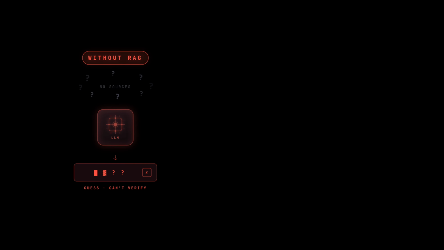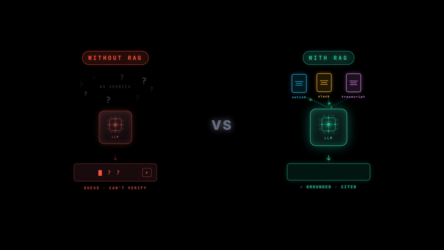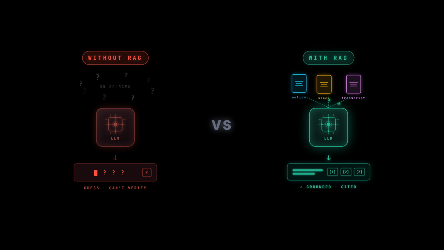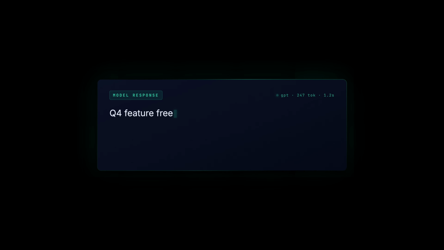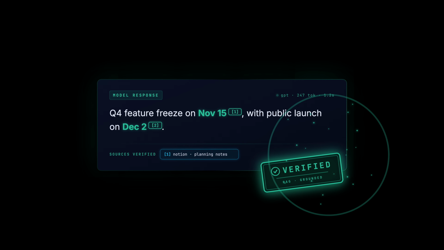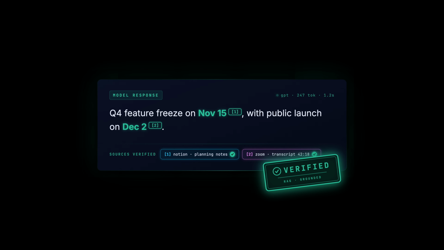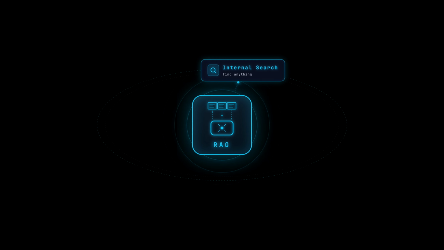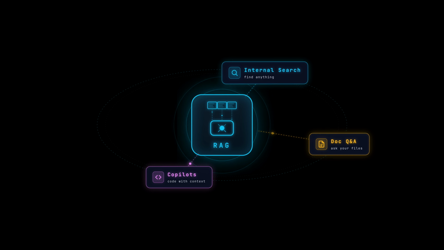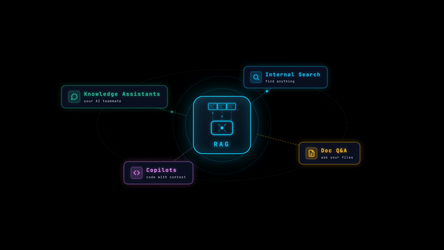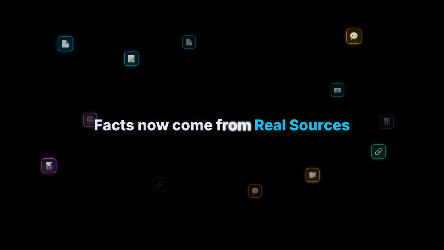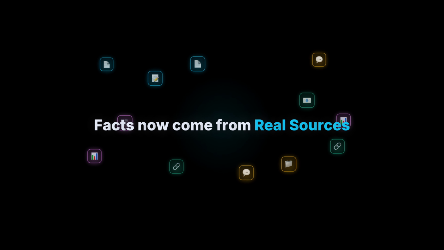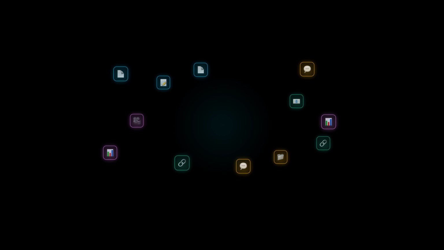Think of it this way. Without RAG, the model has to answer using only what it picked up during training. With RAG, you hand it the relevant data sources first and ask it to answer based on those. The model still writes the final response. But now it has evidence, not just intuition. This is why RAG powers AI search, document Q&A, enterprise copilots, and knowledge assistants. The generation is still the model's job, but the facts now come from real sources, not from training data alone.